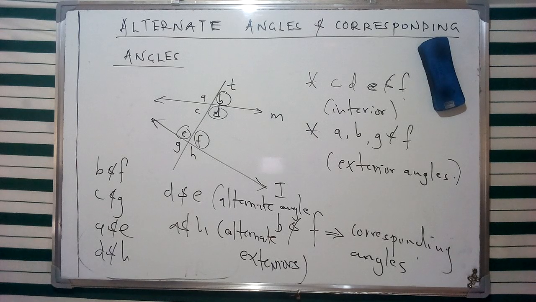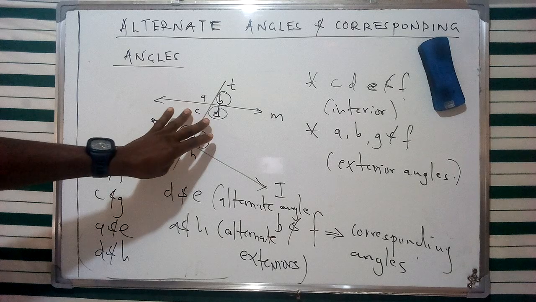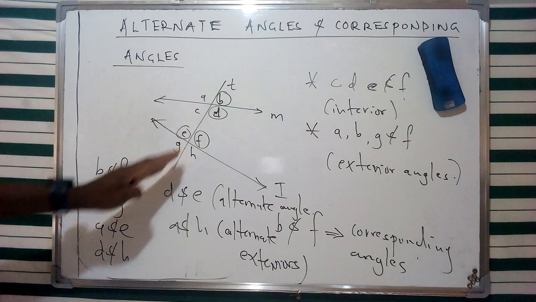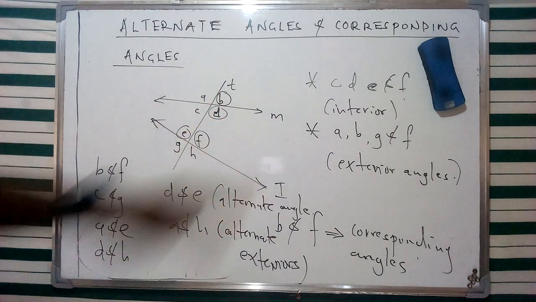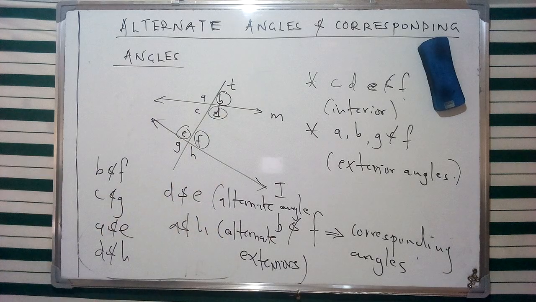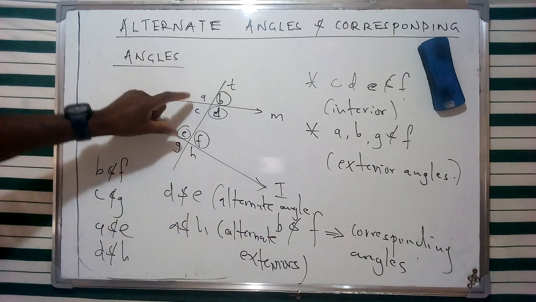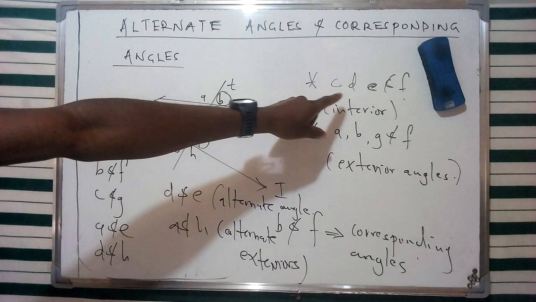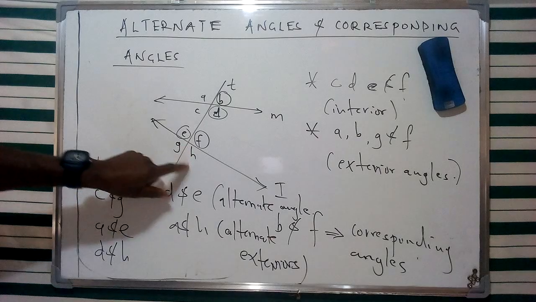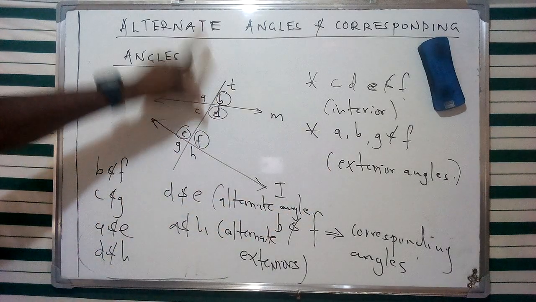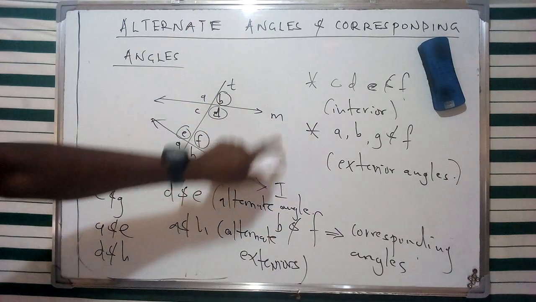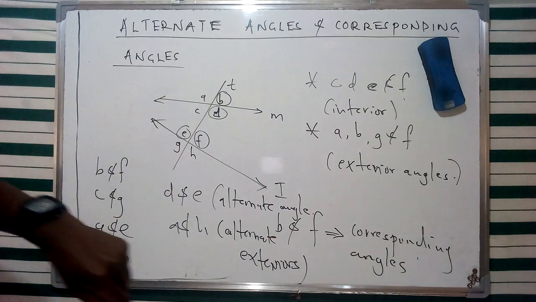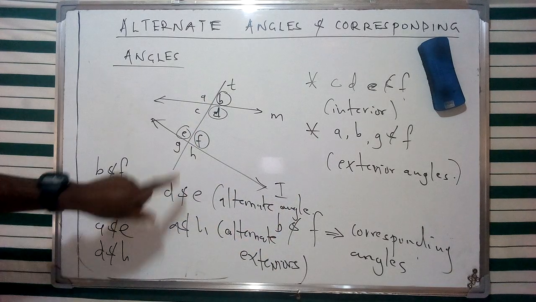I've said basically that whenever the transversal cuts across the two lines in the same plane, I and M, they are going to form different ranges of angles. The angles lying between I and M are referred to as interior angles, and this constitutes C, D, E, and F. Angles which lie outside the two lines whenever a transversal passes through are referred to as exterior angles.